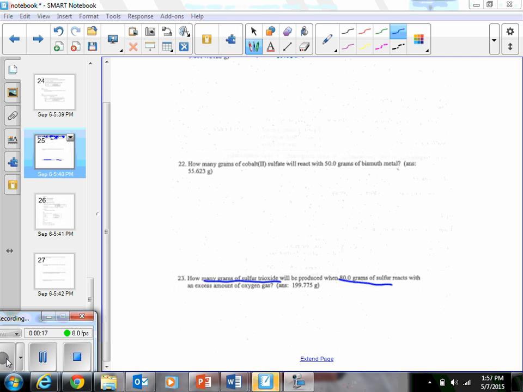So for this question, the most common mistake that would be made is students forgetting to put the subscript of 8. So sulfur always comes in molecules with groups of 8 sulfur atoms. And it's reacting with excess oxygen, so this is O2 gas, to produce sulfur trioxide.